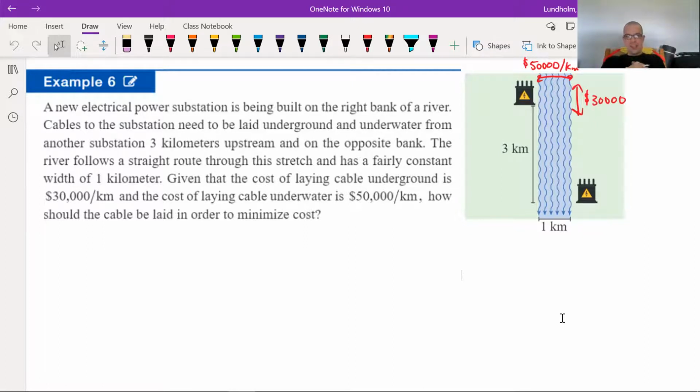Where it gets interesting is that the cost of laying cable underground is cheaper. It's only $30,000 per kilometer, whereas cable underwater is more expensive at $50,000. And our question is, how can this cable be laid in order to minimize cost? And so this actually has a lot to do with the problems that we were just doing, because we're trying to find a maximum or a minimum. Well, we're trying to find a minimum. We don't want to maximize the cost. Maximizing the cost, we could just make the cables do corkscrews, and it would be ridiculous. We want to minimize the cost for this electric company.